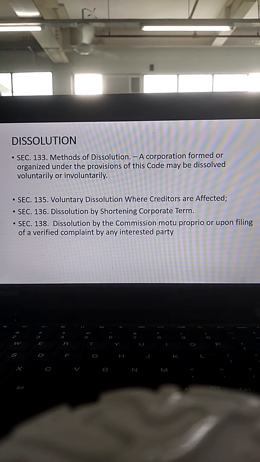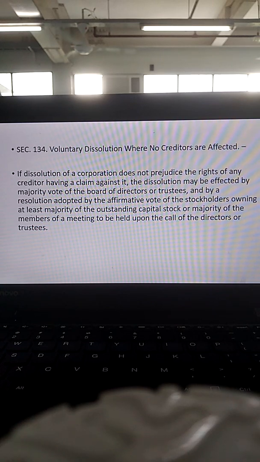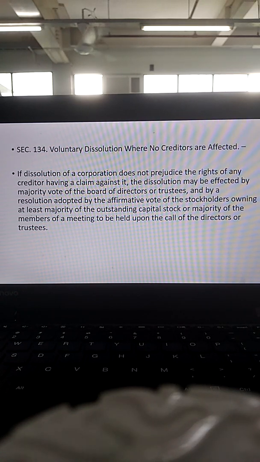Okay, dissolution. Siyempre, ma-dissolve ito. May be dissolved either voluntarily or, of course, involuntarily. Now, Section 135, voluntary dissolution where creditors are affected, and in 136, dissolution by shortening corporate term. Okay? And dissolution by commission motu proprio or upon filing of a verified complaint by any interested party. Okay? So, no creditors are affected. Okay? Walang affected na mga creditors. Okay?